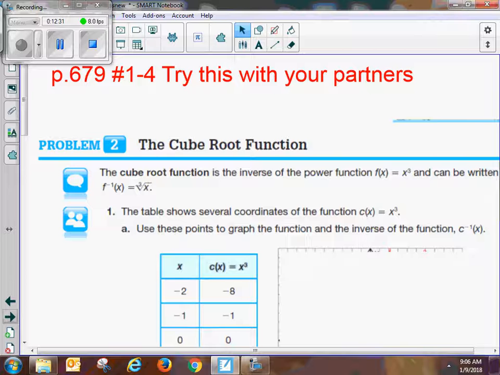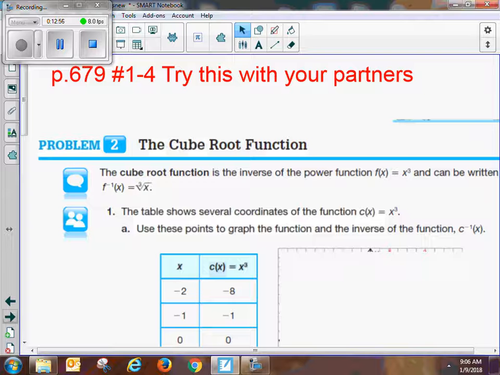Okay, so now I want to talk about the cube family. So from y equals x cubed, the inverse would be the cube root of x. Can you take the cube root of a positive? Yes. Can you take a cube root of a negative? I see your heads going in different directions. Yes, you can.